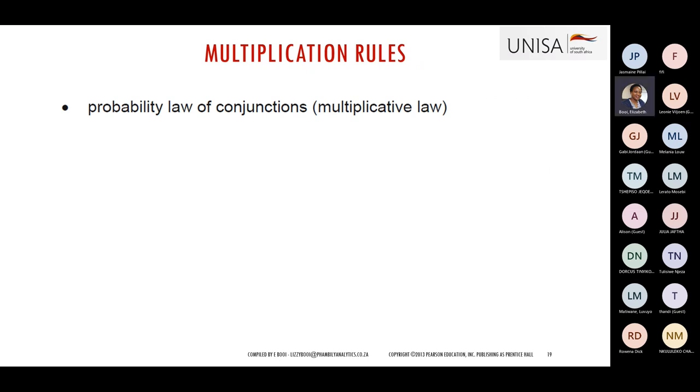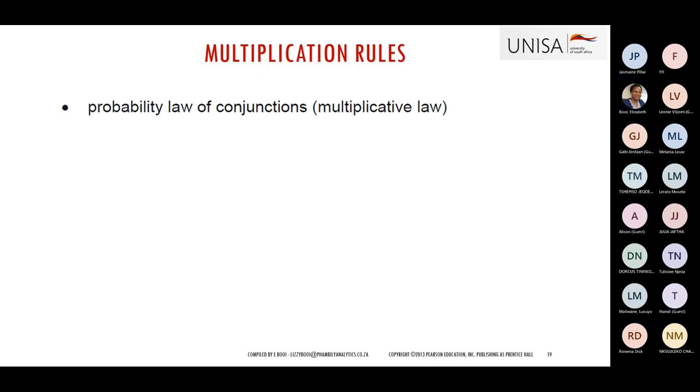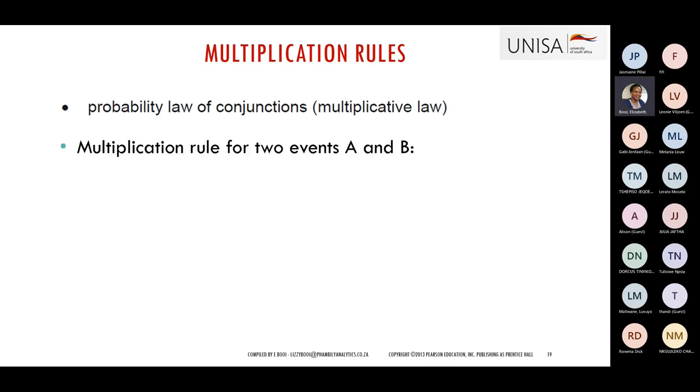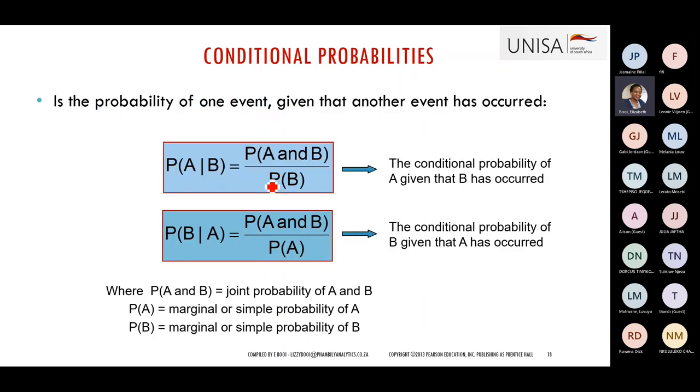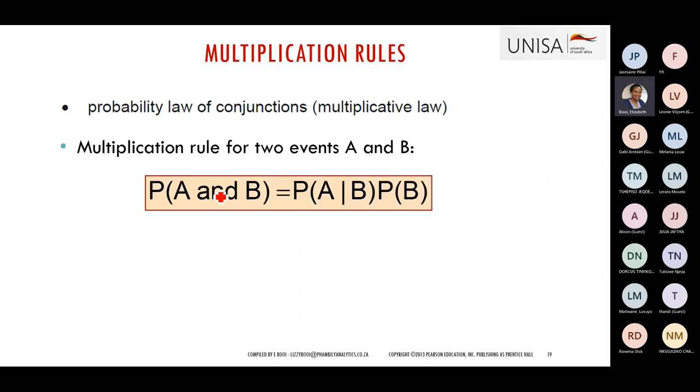If we need to apply what we call the multiplicative law from the conditional probability, it's because we want to calculate the joint event. If we want to calculate this joint event, then we are going to apply what we call the multiplication rule for A and B. Why are we saying that? It's because we need to multiply the probability of A given B with the probability of the given. And that's what we do. So the probability of A and B will be given by the probability of A given B times the probability of B.